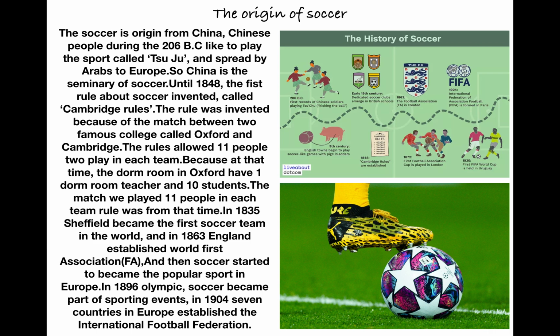There are 11 people on each side because at that time each dorm room had one dorm teacher and 10 students, so there would be 11 people in each team. And in 1835, Sheffield became the first soccer team in the world, and in 1863, England established the world's first association, called the FA, and soccer started to become a popular sport in Europe. In the 1896 Olympics, soccer became part of the sporting events, and in 1904, 7 countries in Europe established the International Football Federation. So this is the origin of soccer.